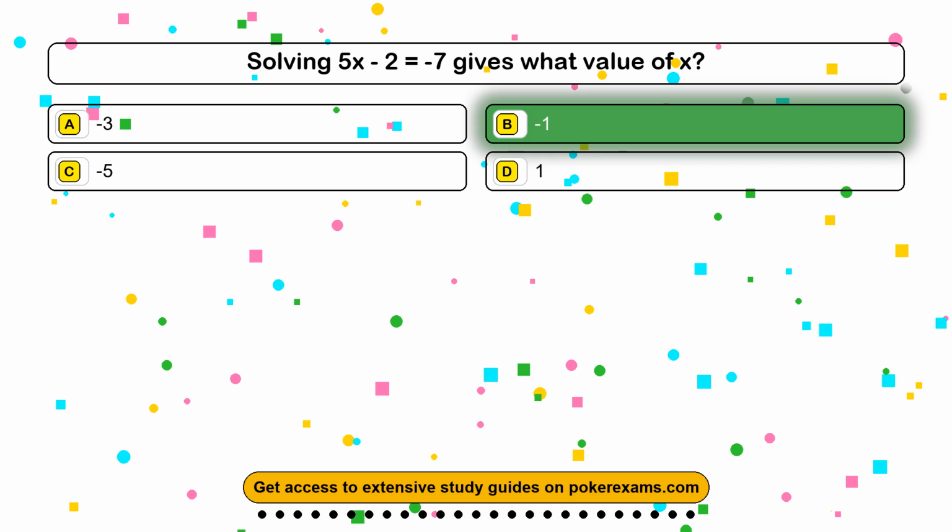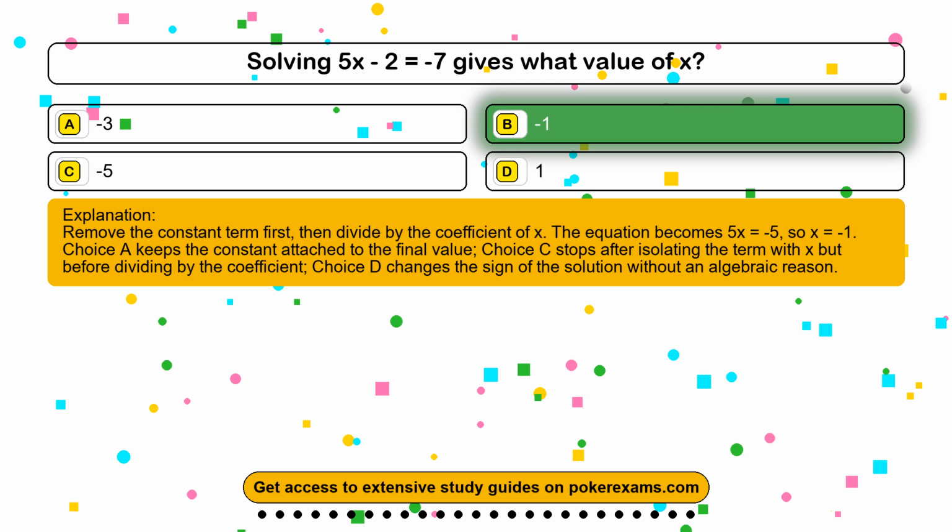The correct answer is option B, minus 1. Remove the constant term first, then divide by the coefficient of x. The equation becomes 5x equals minus 5, so x equals minus 1. Choice A keeps the constant attached to the final value. Choice C stops after isolating the term with x but before dividing by the coefficient. Choice D changes the sign of the solution without an algebraic reason.